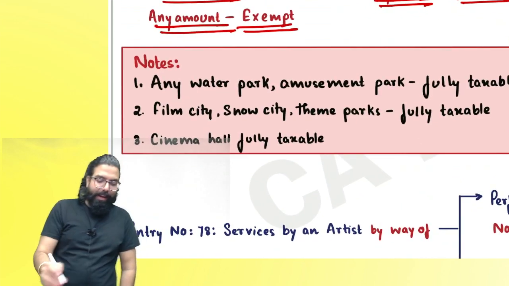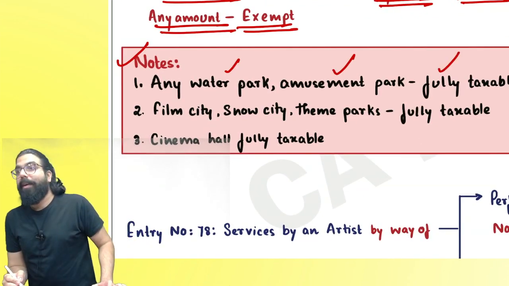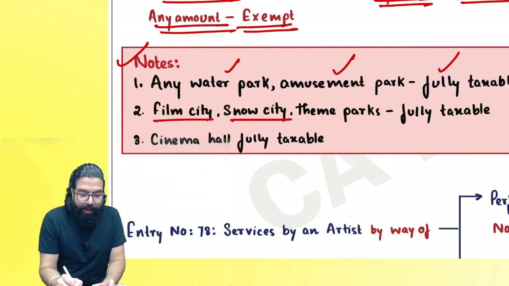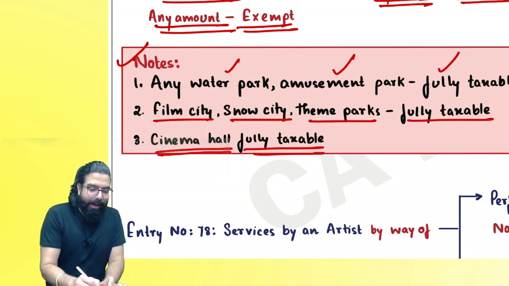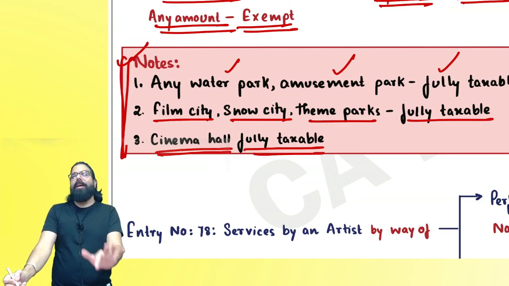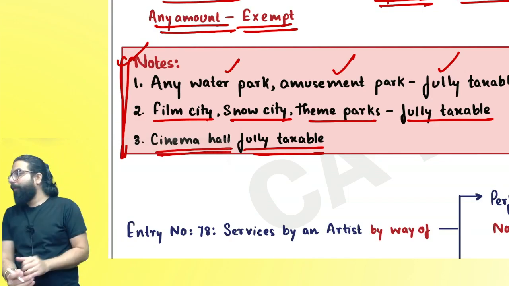Now, everyone listen to me very carefully. Balu went to a water park, amusement park. Always remember, it is always taxable. Film city, snow city, theme park, always taxable. Cinema hall, always taxable. I've told this point as taxable so that in the exam, if they ask you a specific point, you are clear. Can I go ahead, everyone?